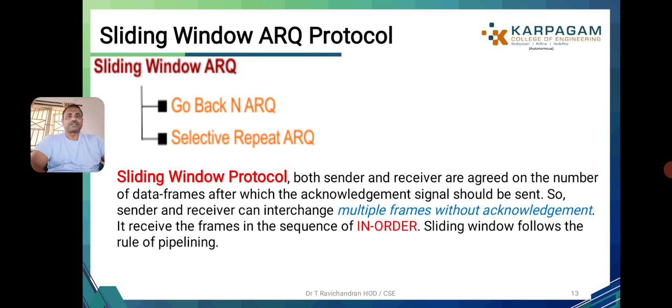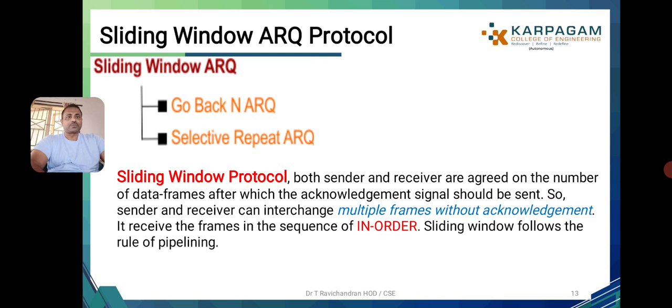Now we mainly concentrate on the second, noisy channel ARQ protocol, the sliding window protocol. The sliding window protocol is categorized into two types: one is the go-back-N ARQ and the other is the selective repeat ARQ.